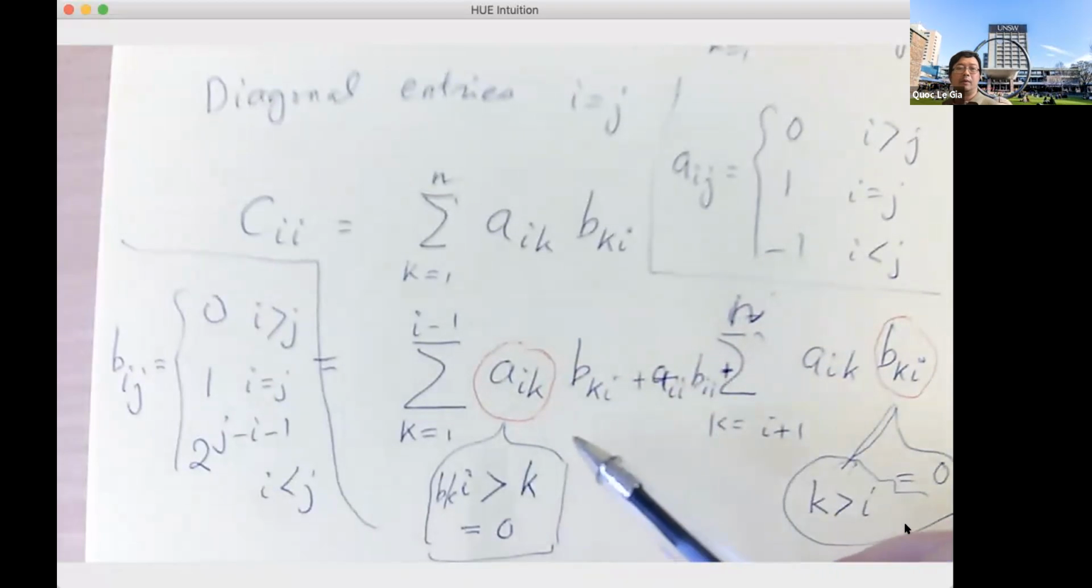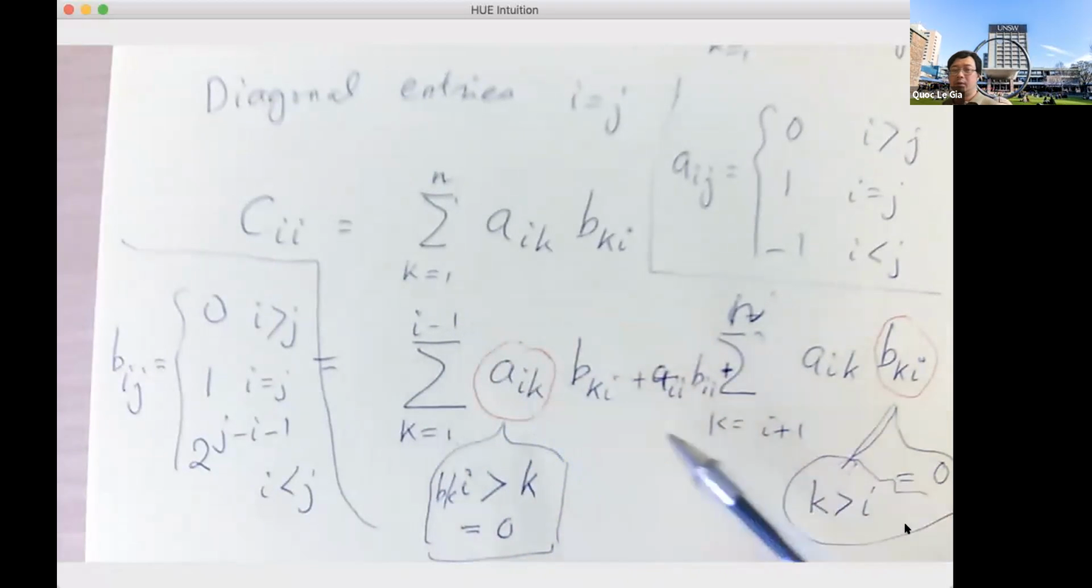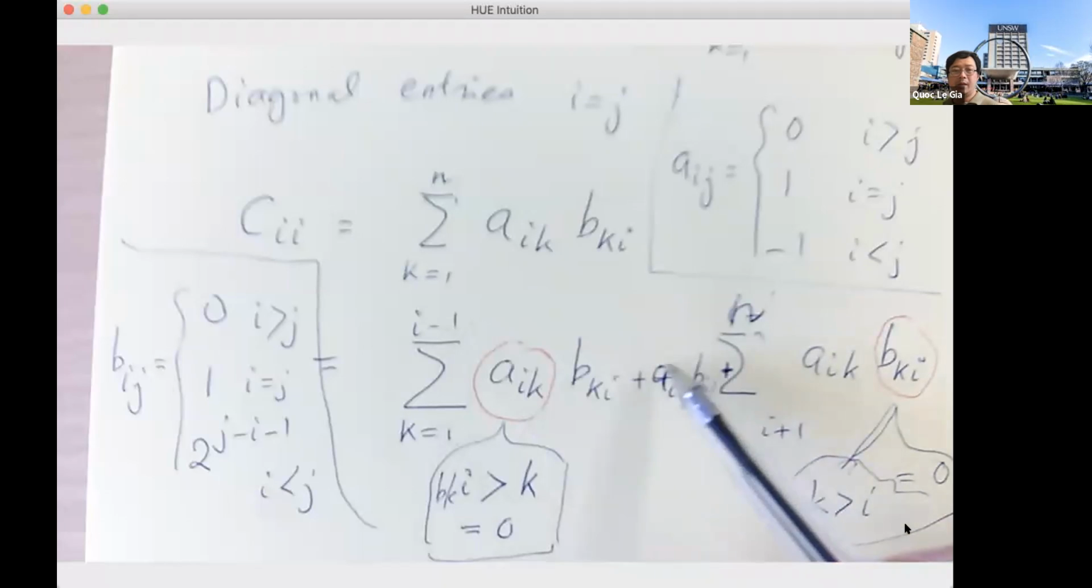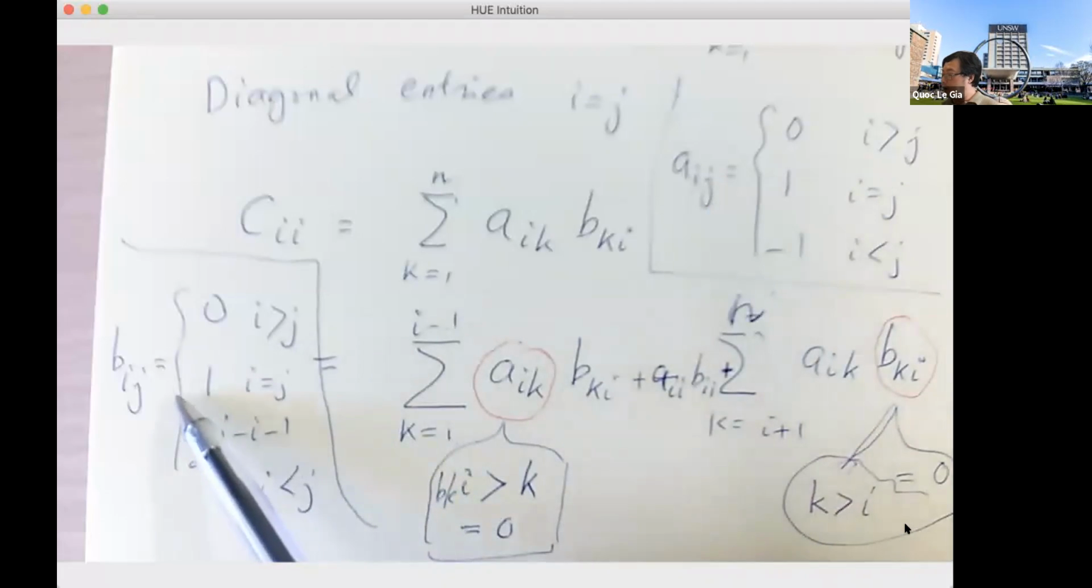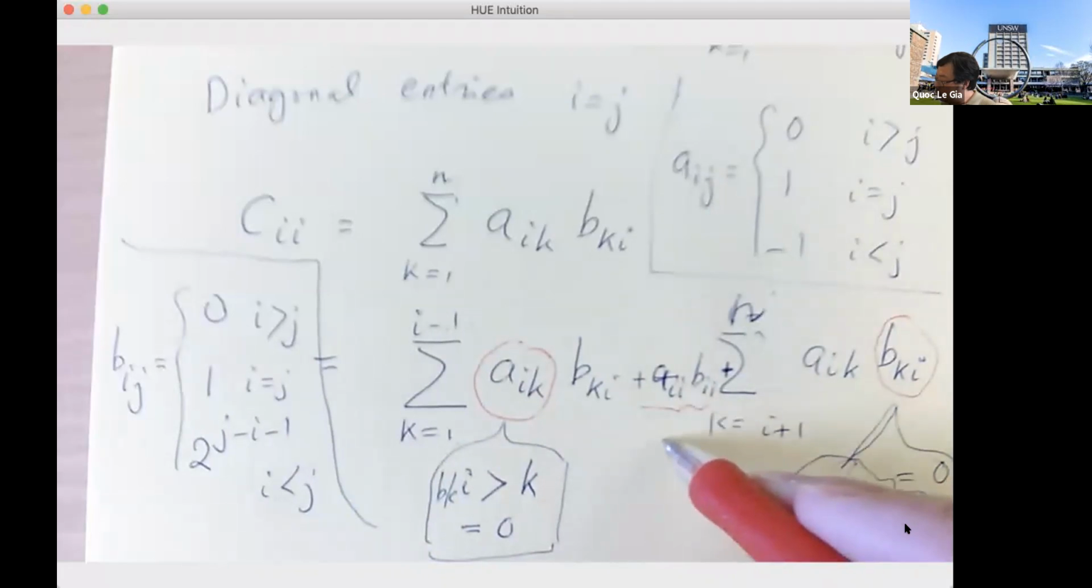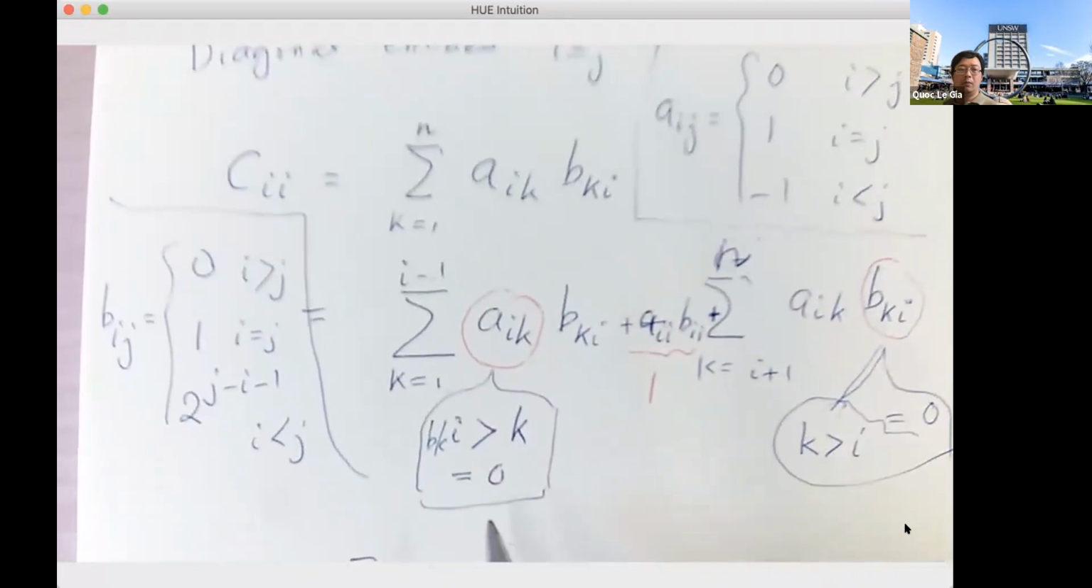Remember, we start k from 1 to I minus 1, and here we start k at I plus 1 to n. So we missed the term AiiBii here. But you see now Aii is the diagonal term, is 1, and Bii is 1 as well. So this term is just equal 1. Okay. So now you have 0 plus 1 plus 0. So it's equal 1.